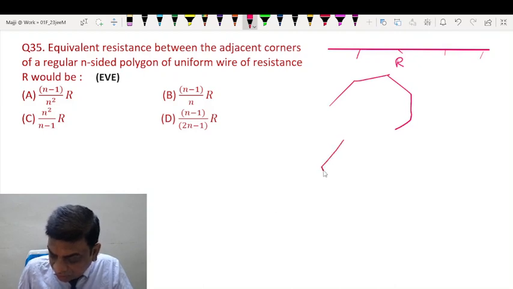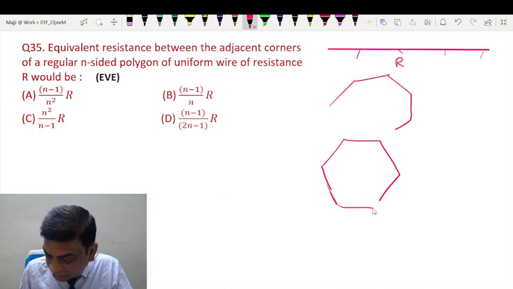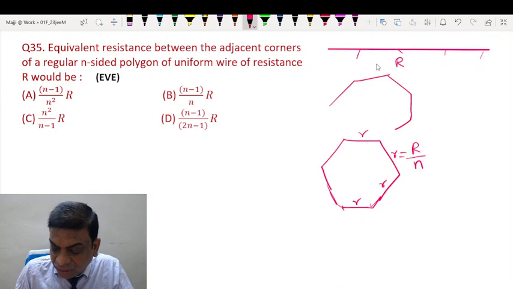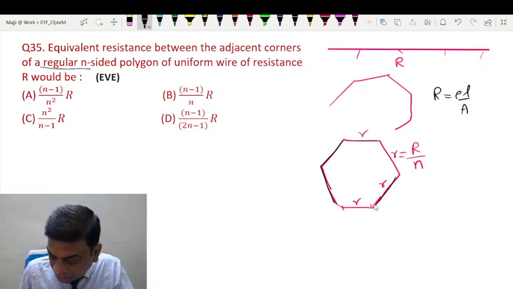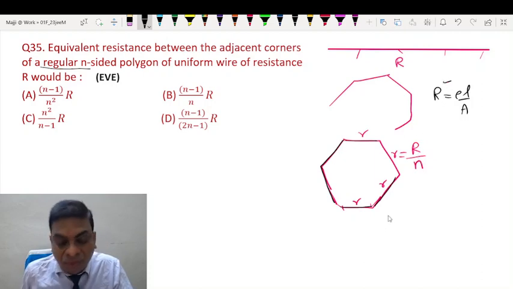So if you have a regular polygon of n sides, n can be anything, and let us say that the resistance of each portion is small r, which will of course be capital R by n, because you know resistance is proportional to length, rho L by A. Since here the length has been equally subdivided because it's given as a regular n-sided polygon, the length of each part is 1/nth of the original length. So resistance will also be 1 by nth of the original.